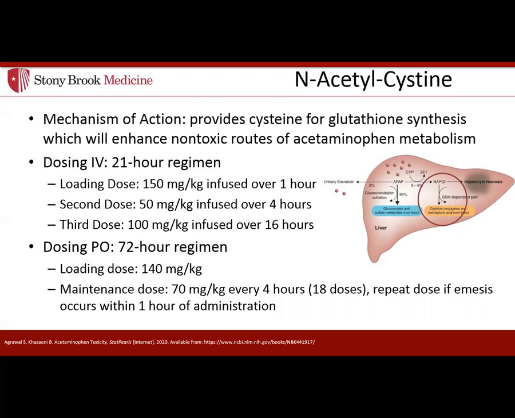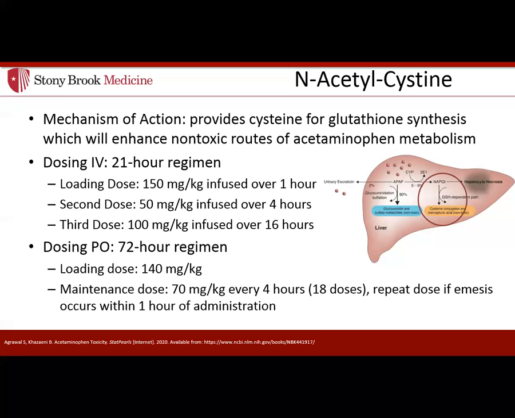So NAC is available IV and PO. The IV dosing regimen is a 21-hour regimen that includes a loading dose of 150 mg per kg infused over 1 hour, a second dose of 50 mg per kg infused over 4 hours, and a third dose of 100 mg per kg infused over 16 hours, for that total 21-hour duration.